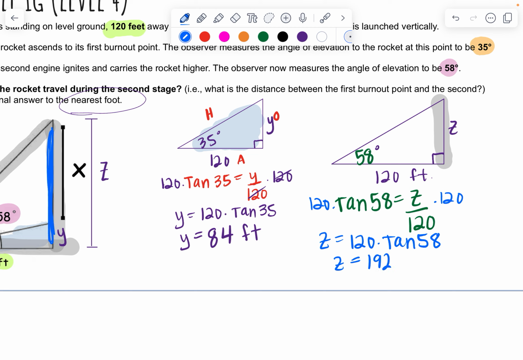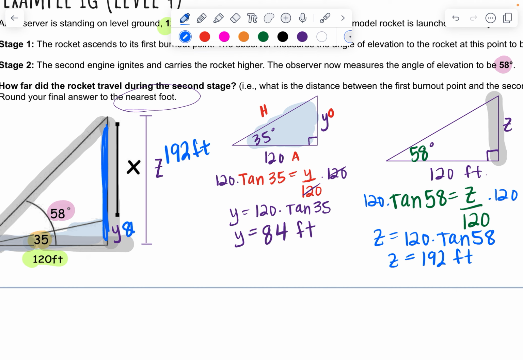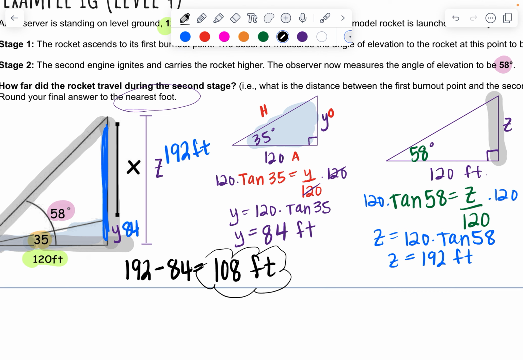is 192 feet. So if we look back here, the whole thing is 192 feet. The little part here is 84 feet, which means to find x, we'll do 192, take away 84, which is 108 feet. Again, that's a level 4 problem because it involved multiple different steps.